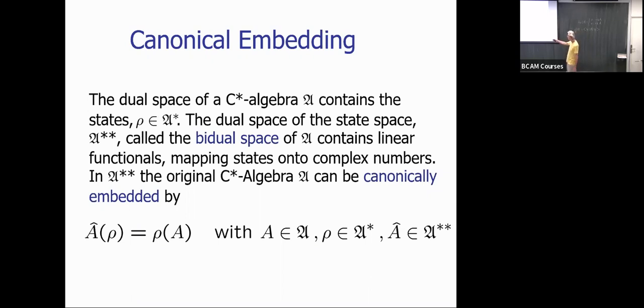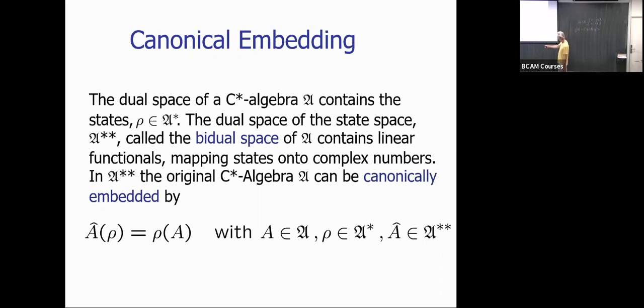And then we can of course repeat this construction, looking at the dual space of the state space, which is the bidual of the original algebra. And this bidual contains now linear functionals mapping states onto complex numbers. And in this bidual, we can canonically embed the original C-star algebra simply by this rule here.